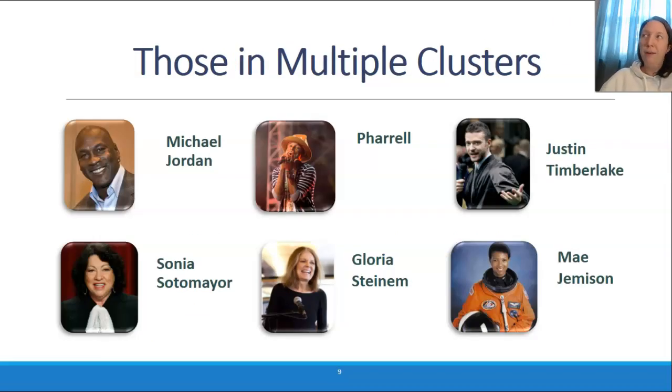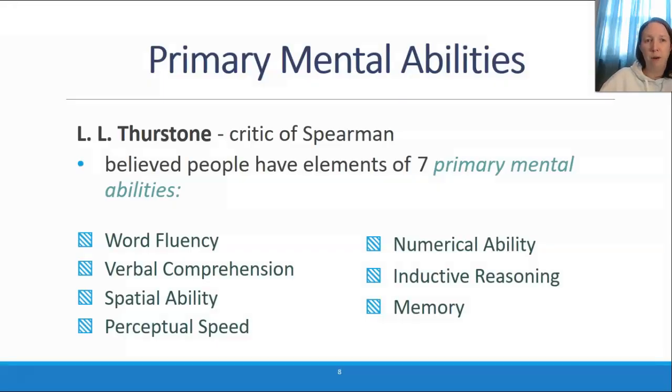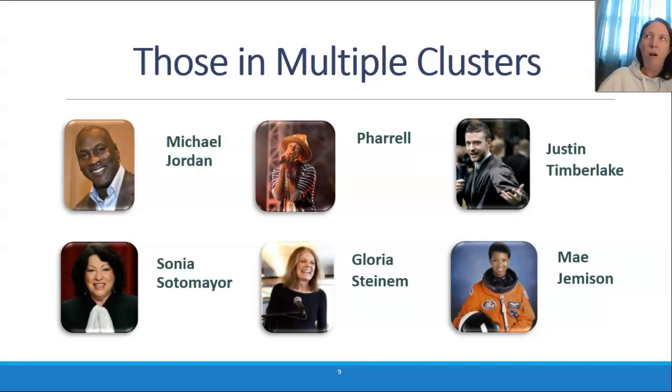On your screen are examples of famous people who would probably score highly in multiple clusters based on Thurston's primary mental abilities. But you need to ask yourselves, are they scoring that way, or would they hypothetically be scoring that way because they're all around intelligent people with one really strong score of intelligence? Or is it that they have all these independent skills that just happen to be embodied in the same person? So hopefully you can identify at least one person on my screen, and you can think of reasons why they are examples of this concept. We'll talk more about that in class.